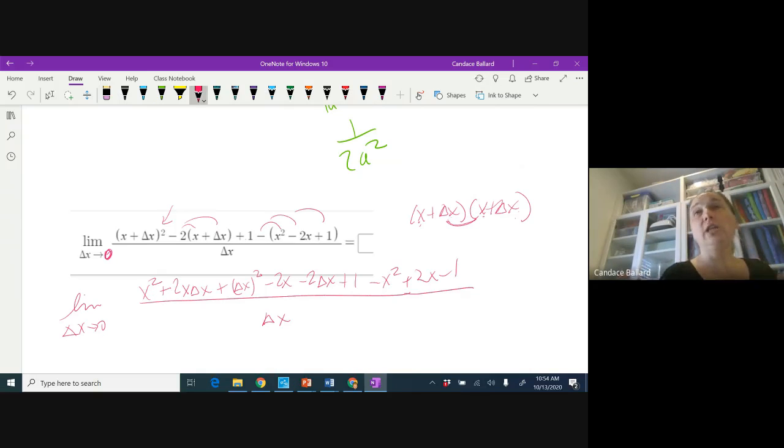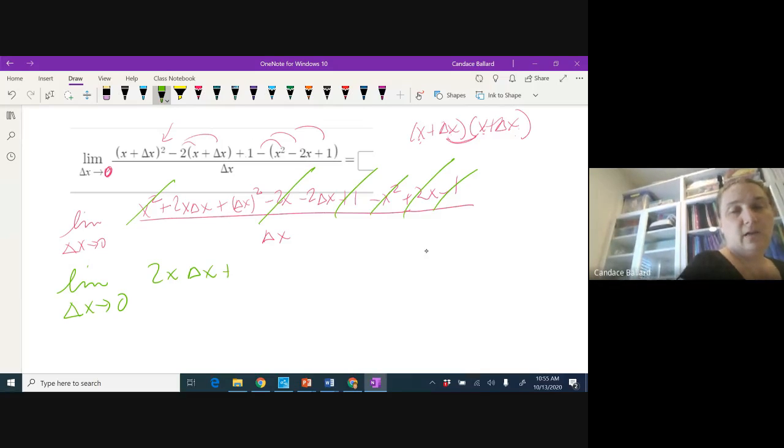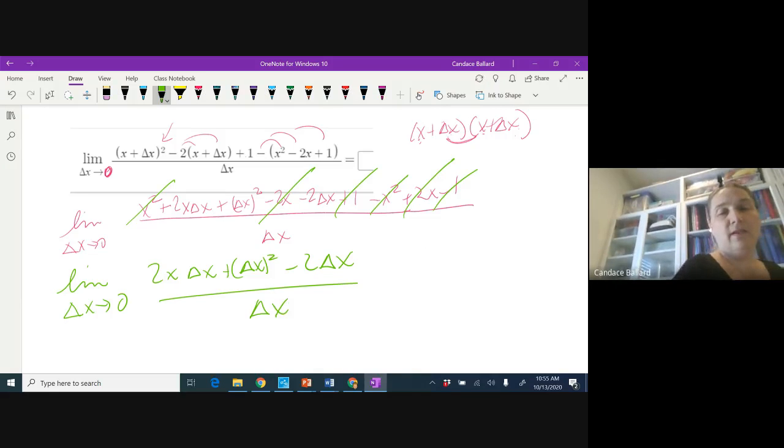All right, what should happen if it's set up correctly, Mrs. Ballard didn't mess up, is all of the variables that don't have a delta x should cancel. So x squared goes, 2x goes, and 1 goes. All my signs are opposite, okay? And I am left with the limit as delta x approaches 0 of 2x delta x plus delta x squared minus 2 delta x over delta x.